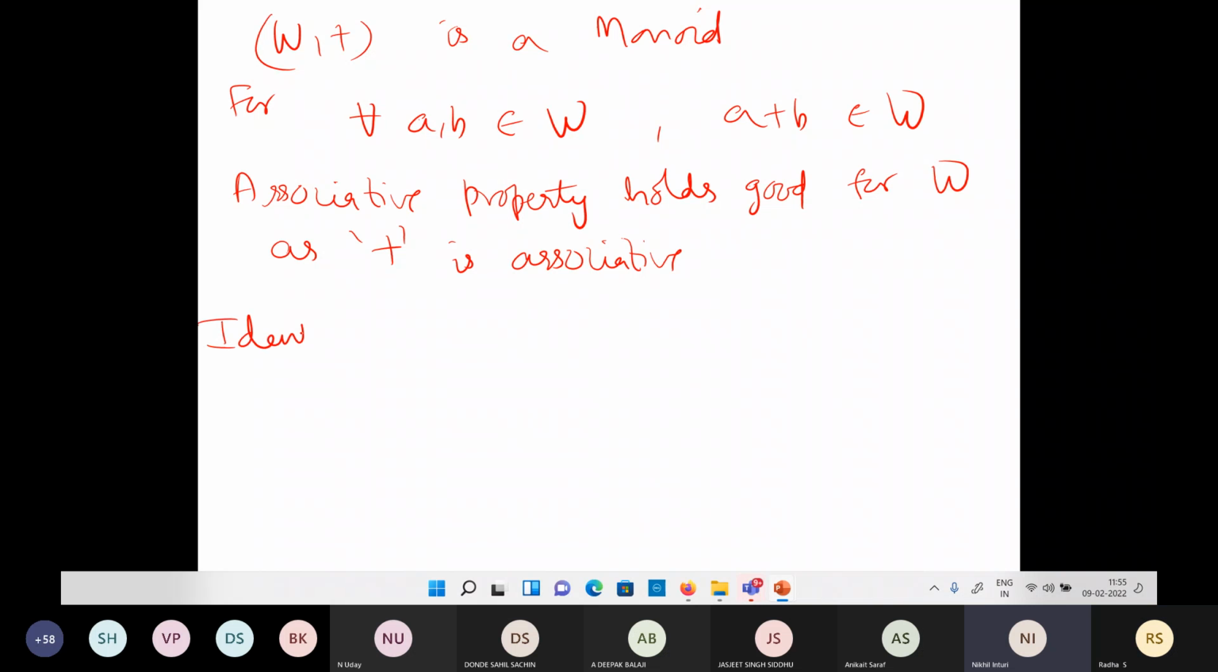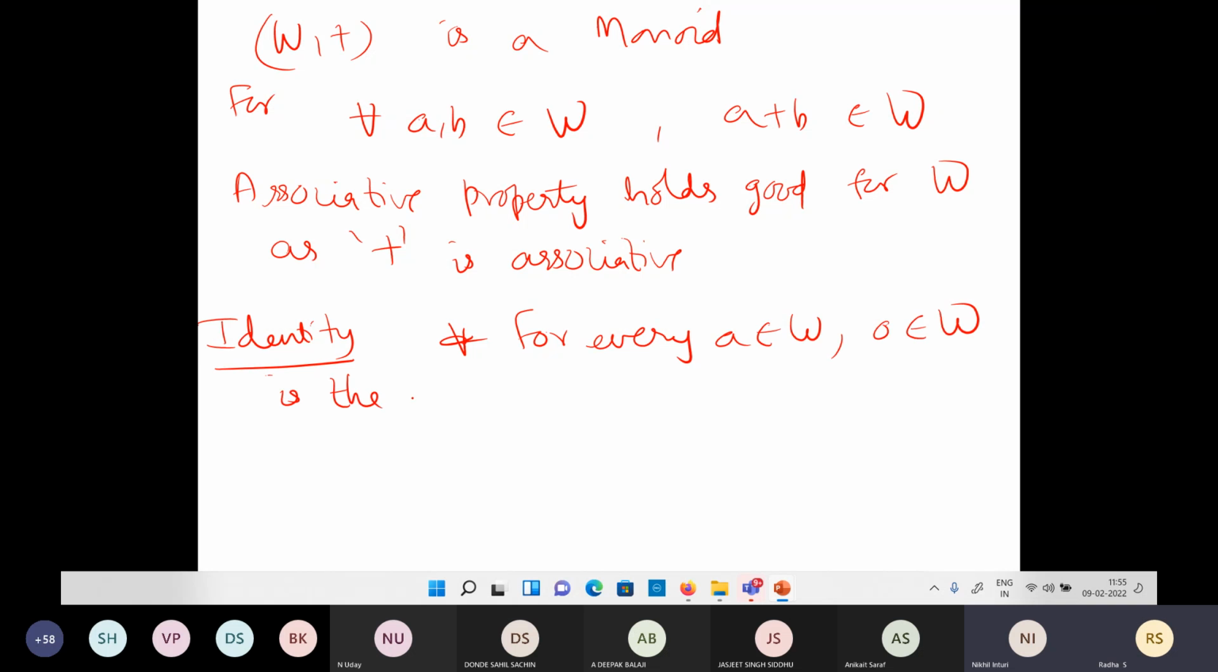Next, identity. For every A in W, 0 belongs to W and is the identity, so that A plus 0 is equal to 0 plus A is equal to A. Clear? Got it? Yes, ma'am.